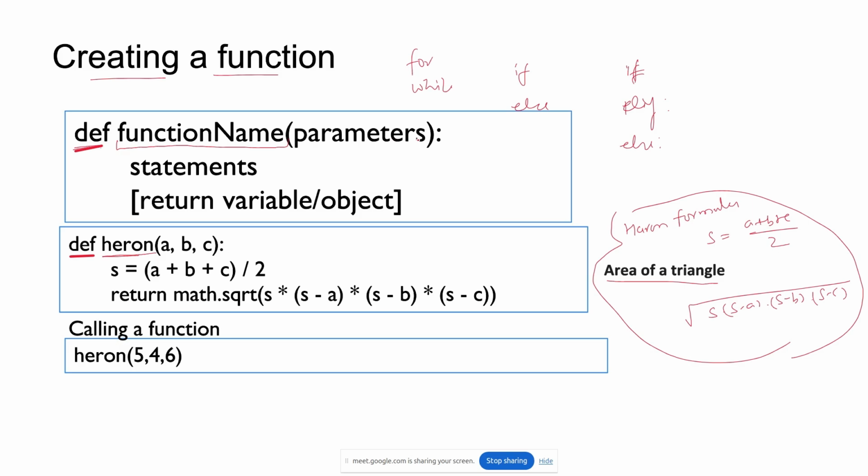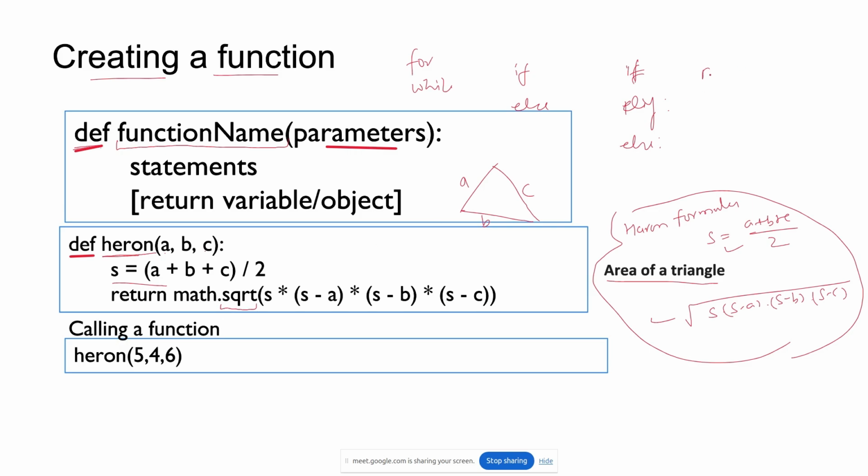Then we are using parenthesis and passing some parameters. So parameters are a, b, c, right? Because a, b, c are sides of the triangle, right? A length, b length, c length. And then you are calculating s as per this formula. Then you are calculating this, and then again you are using one more function, sqrt, square root.